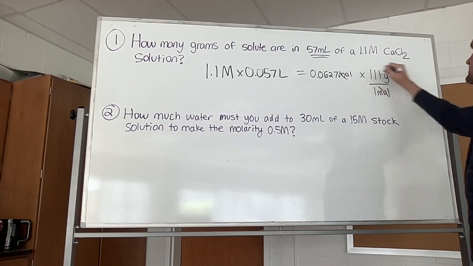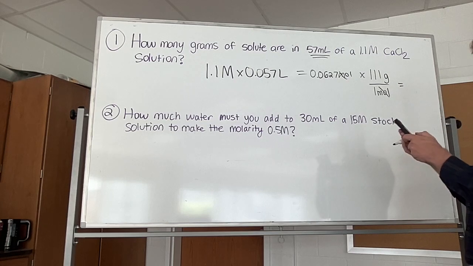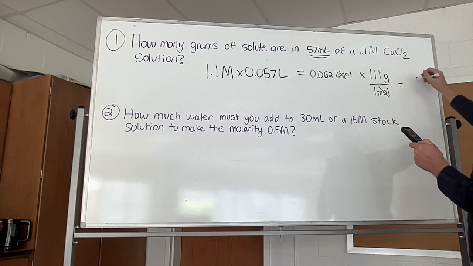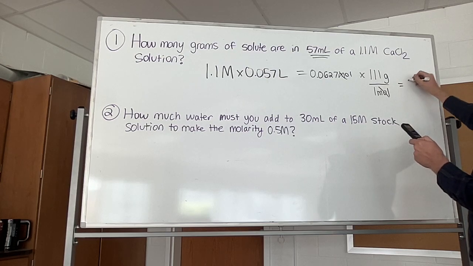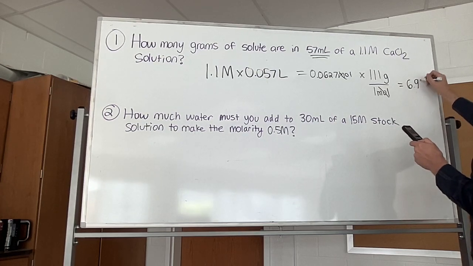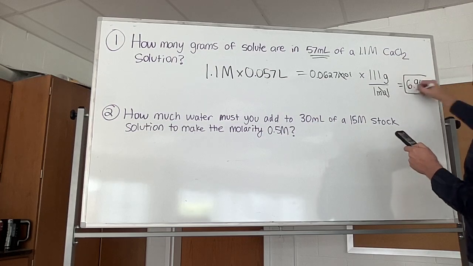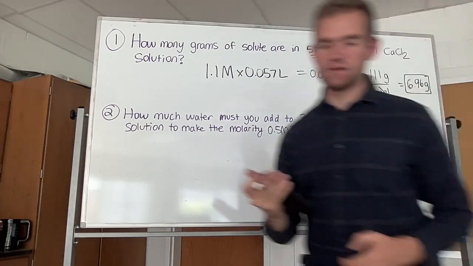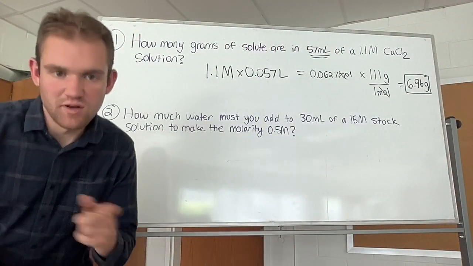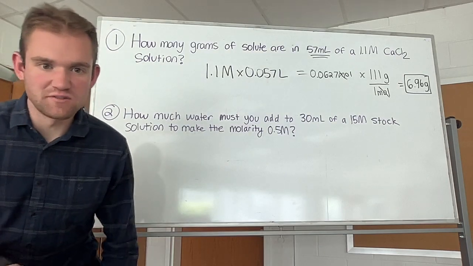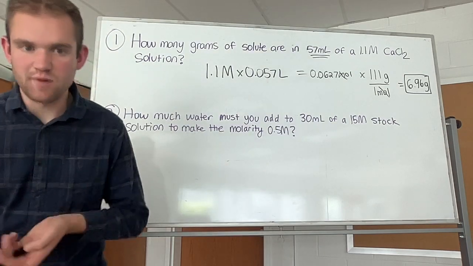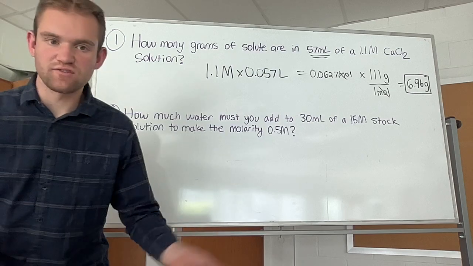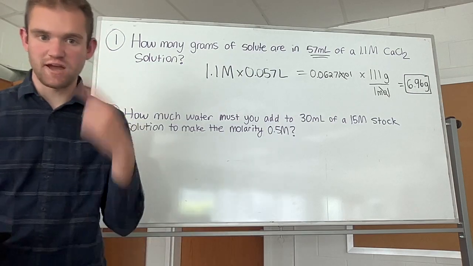So cancel out moles, and you get 111 times 0.0627, and I get 6.959 grams. So let's just say 6.96 grams. And that's how many grams you have. Remember, moles is not grams. If you get like 0.006 grams, that's probably not right. You're probably going to get a number like 5 or 6 or 9, something like that. So keep that in mind.